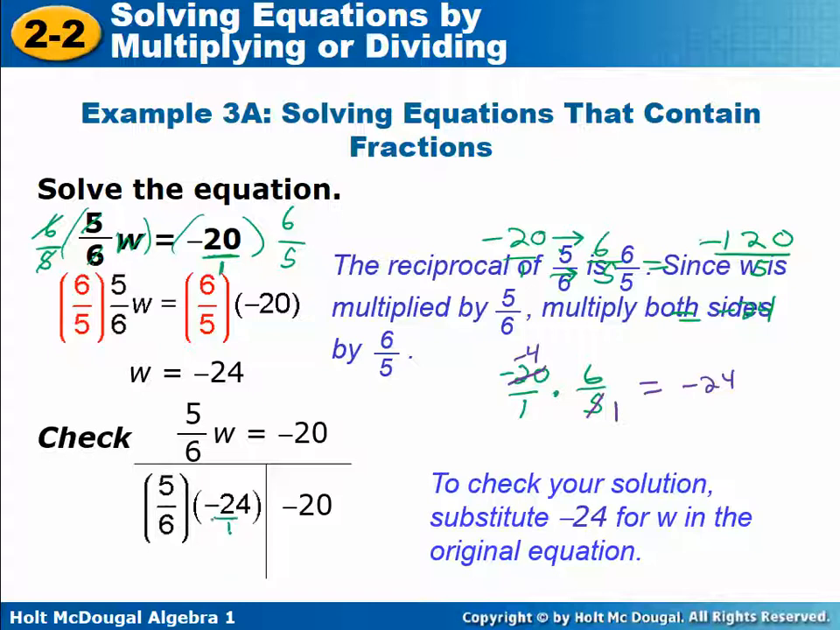you can either go 5 times negative 24, and then on the bottom you'd have 6 times 1. Or you can do the canceling again. You can say, well, 6 goes into 6 one time, 6 goes into negative 24 negative 4 times. And then on the denominators, we just have 1. And on the top, the numerators, we have 5 times negative 4 is negative 20. So we do get the correct answer.